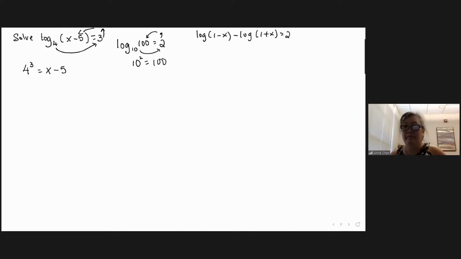Loop. When we were going through the log properties, we had the loop, we had the teeter-totter, we had a lot of things. Okay, that's the only way to get rid of the log, because the base becomes the base on the other side, and then that number becomes the exponent, and it is equals to the argument. That's the loop thing. The loop.